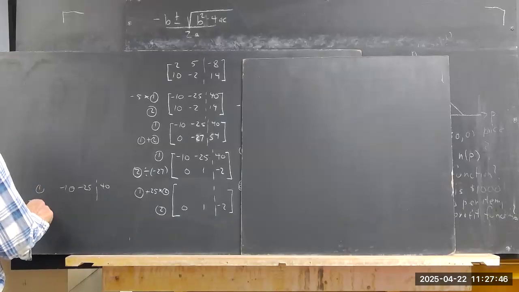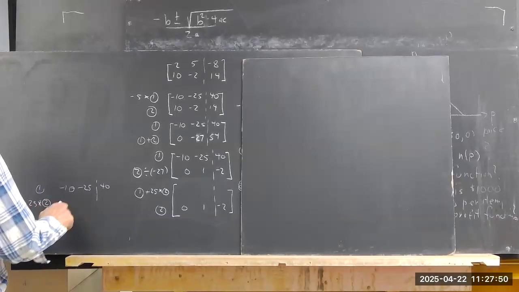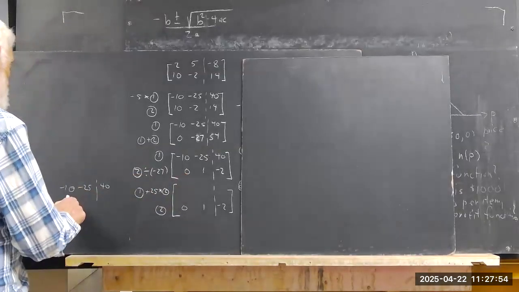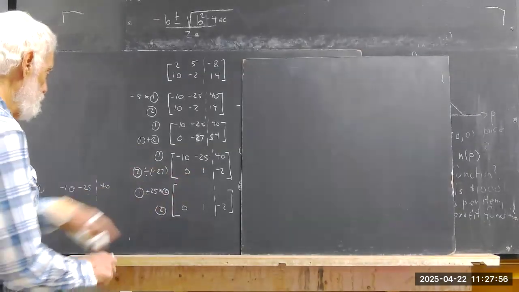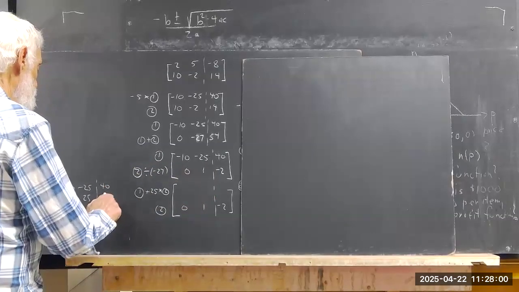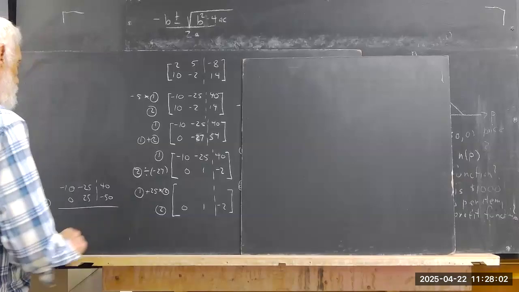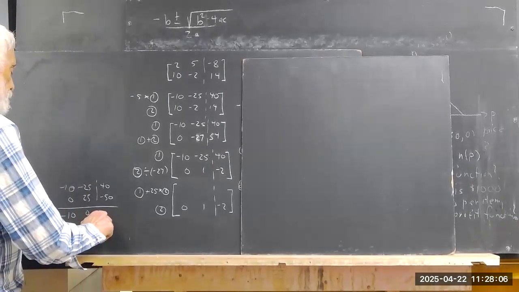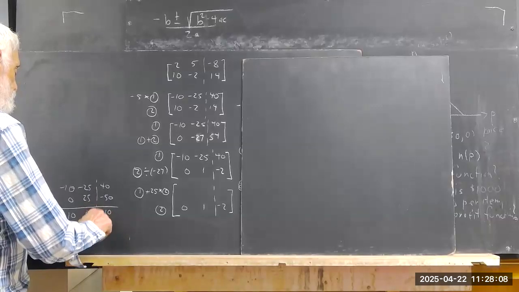And 25 times row 2. 25 times 0 is 0. 25 times 1 is 25. 25 times -2 is -50. I add those two together, I get -10, 0, -10.